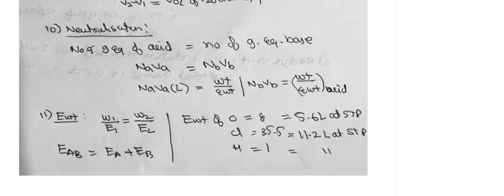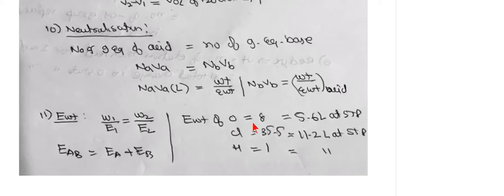Sometimes equivalent weight is asked for elements. Generally one simple formula is W1 by E1 equal to W2 by E2. You can use this formula to solve the related problems. W1 is the first element or compound, W2 is the second element or compound. Whenever compounds like salts are there, like the salt AB, its equivalent weight is equal to EA plus EB. Like that we can also solve questions. For example, the equivalent weight of calcium carbonate is equal to the equivalent weight of calcium plus the equivalent weight of carbonate ion. Generally you have to remember these things.